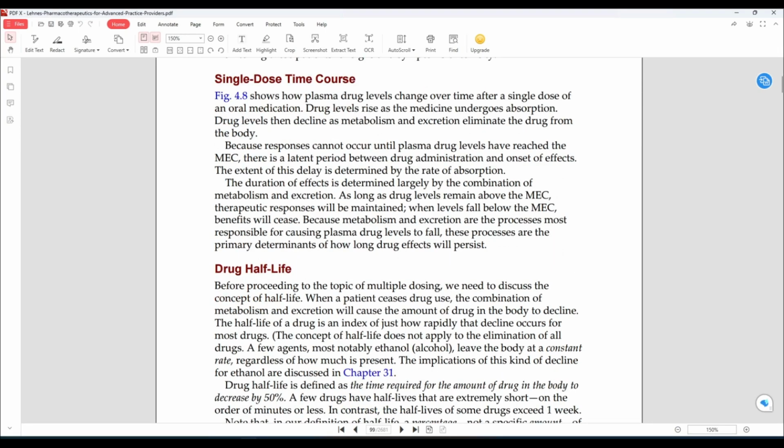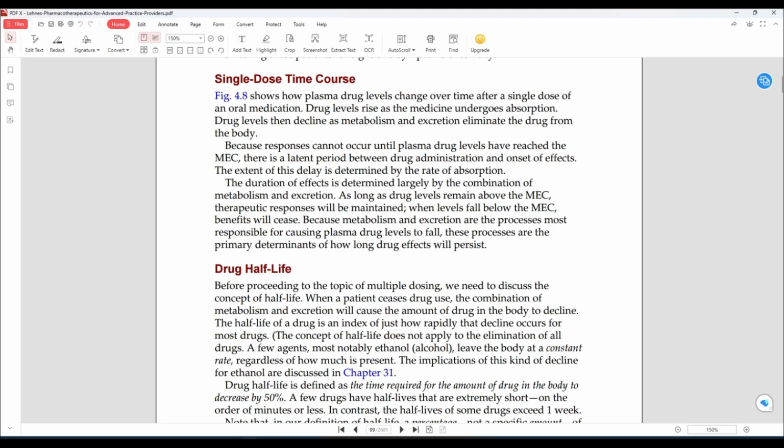So, a single dose time course. Again, figure 4.8 shows how plasma drug levels change over time after a single dose of an oral medication. Drug levels rise as the medication undergoes absorption. Drug levels then decline as metabolism and excretion eliminate the drug from the body. Because responses cannot occur until plasma drug levels have reached the MEC, there is a latent period between drug administration and onset of effect. The extent of this delay is determined by the rate of absorption.